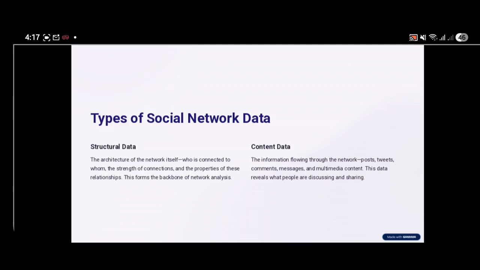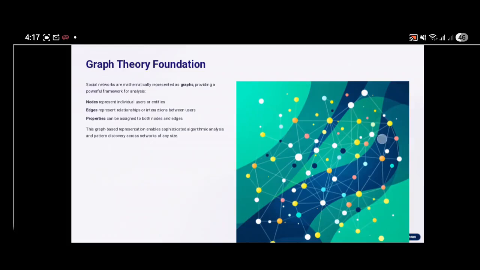The second is content data. This is the information that actually flows through those connections. This includes all the posts, tweets, comments, messages, and multimedia that people share. This data is what reveals what people are actually discussing and sharing with each other.